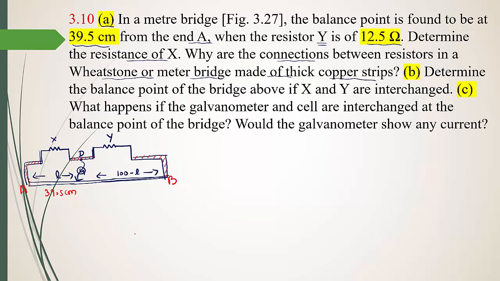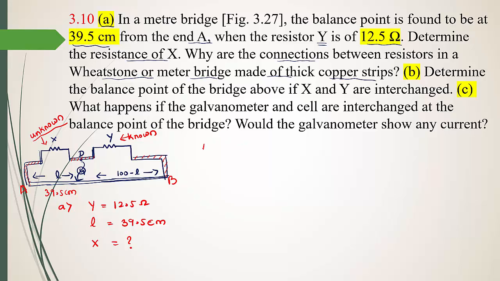The question is, when the resistor Y is of 12.5 ohm, determine the resistance of X. Remember, the unknown resistance is always connected at the left gap. Known resistance is connected at the right gap. So here Y value is given as 12.5 ohm. Balancing length is denoted by L, given as 39.5 centimeter. We don't know the unknown resistance X, we have to calculate it.